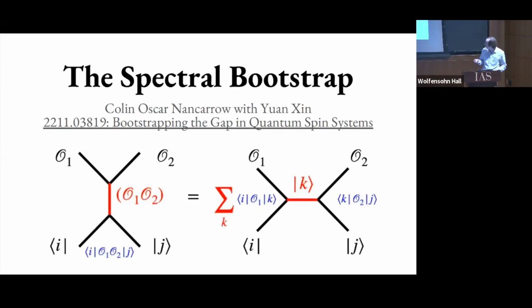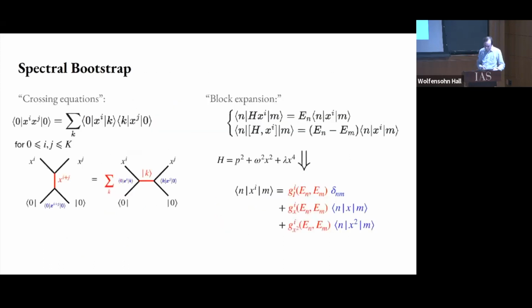This is work that I did with Yuan Xin called the Spectral Bootstrap. This is a bootstrap method for arbitrary Hamiltonian systems. So in our method, our consistency condition is this crossing equation on the left. This is familiar from quantum mechanics. You just insert the identity in between two operators.